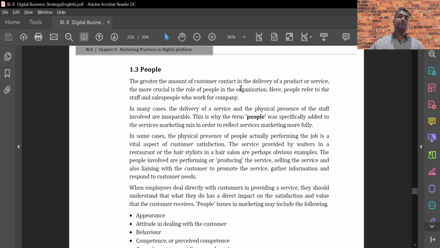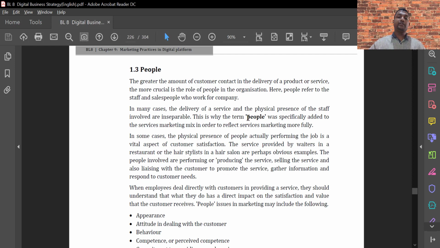So when it comes to services, organization staff members are the ones who are mostly contacting the customer, and most of the time the customer's service will also be based on how these staff members behave and conduct. So here people refer to the staff and the salespeople who work for the company, because they are the ones who are interacting with the customer. In many cases, delivery of a service and the physical presence of the staff involved are inseparable, because services are obtained from the staff members by customers.